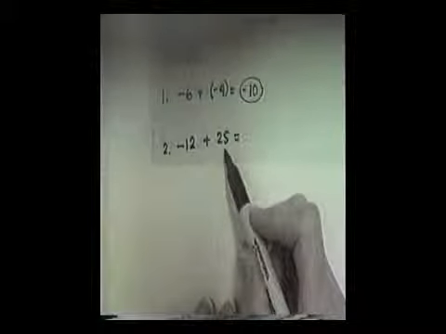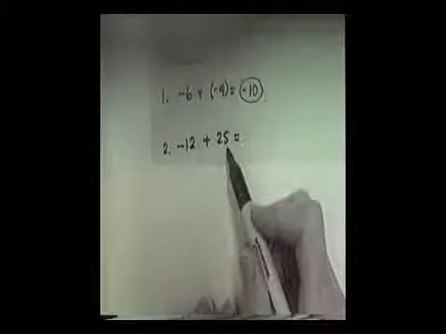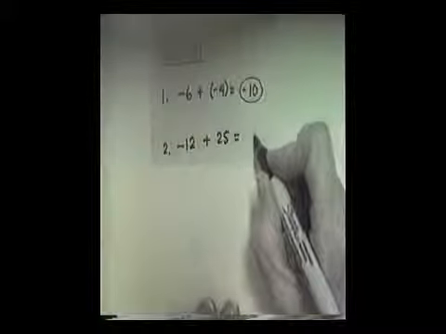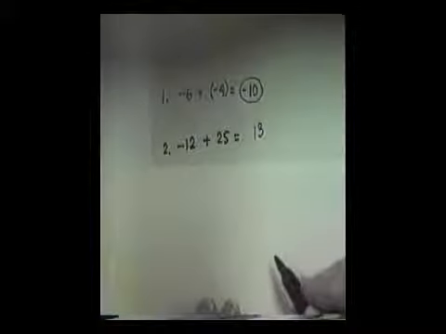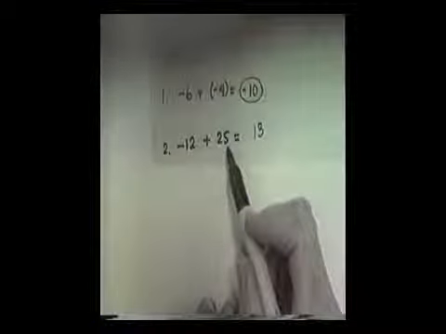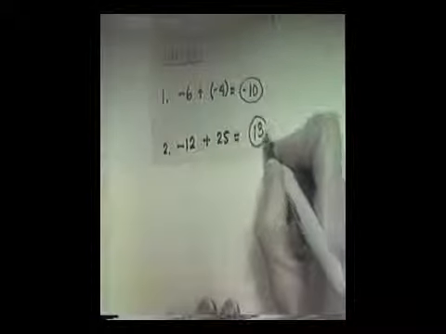Next example, -12 plus 25. Notice that these two numbers have opposite signs. That means we must subtract their absolute values. The difference between 12 and 25 is 13. And the sign of the greater in absolute value is positive. That means the answer is positive 13.